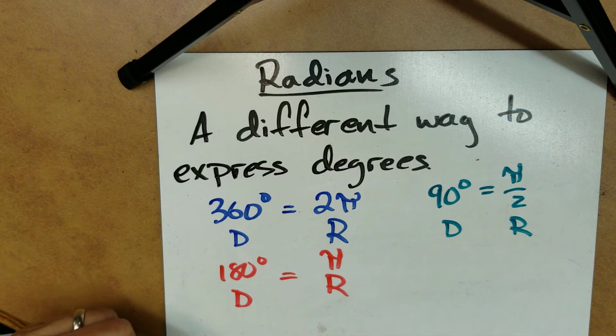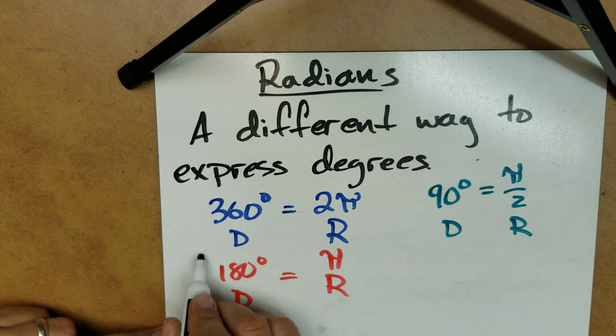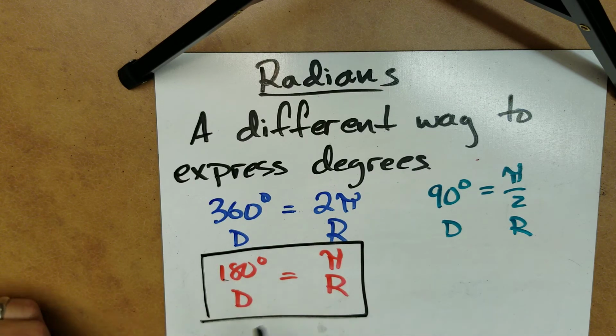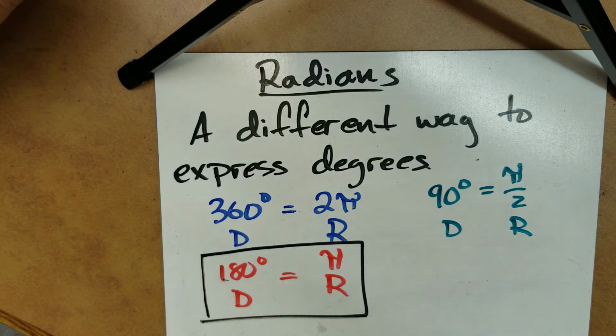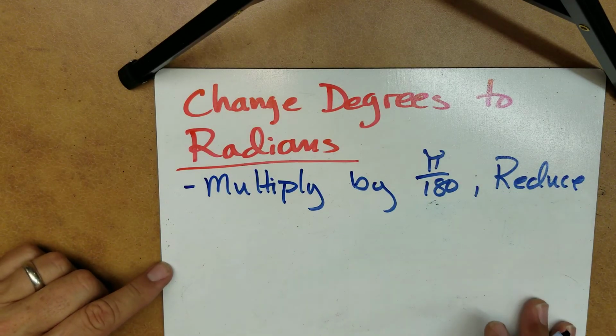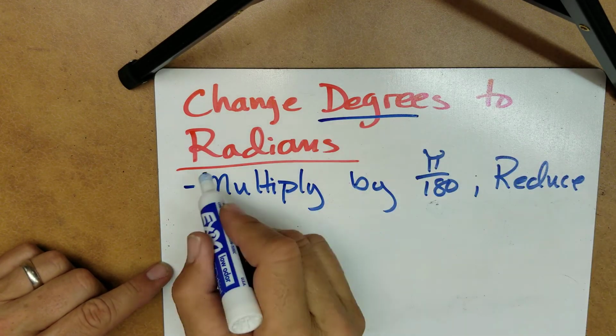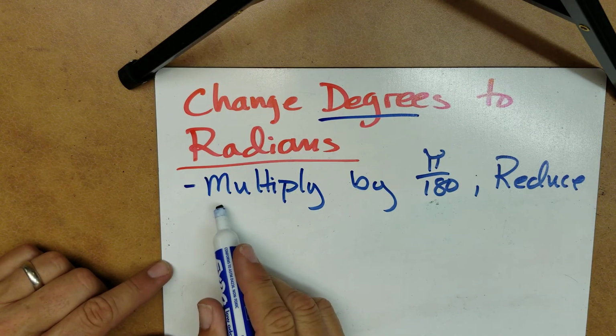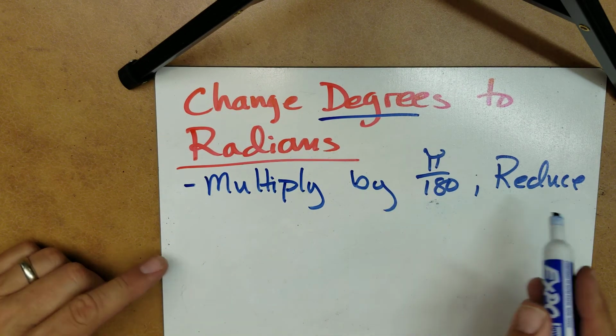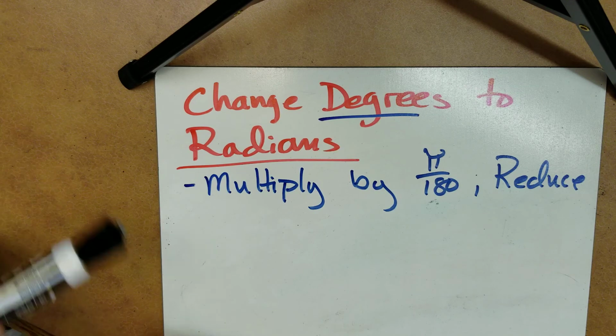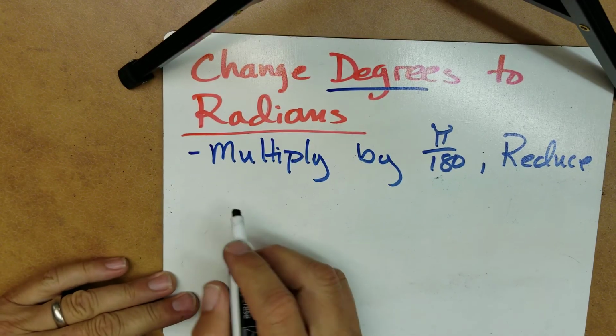And honestly, we have to change from one to the other, and it's pretty simple if you remember this simple fact. Pi equals 180. Let me show you what I mean. All right, today you will have to change degrees to radians. It's a pretty simple process. Just multiply by pi over 180 and reduce, like this one. Watch, what if I do this?